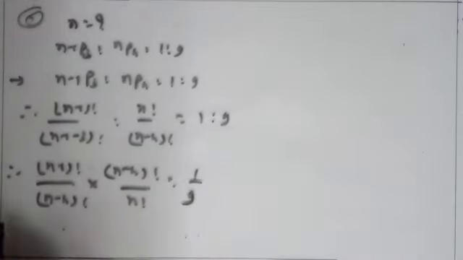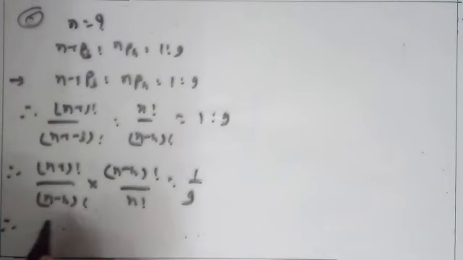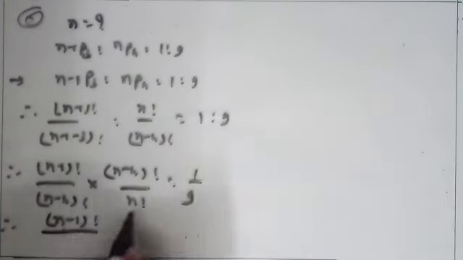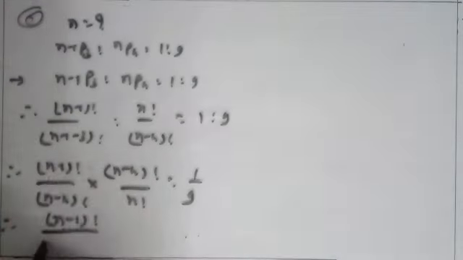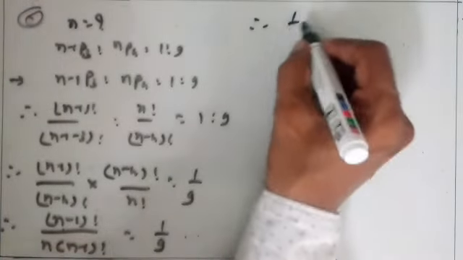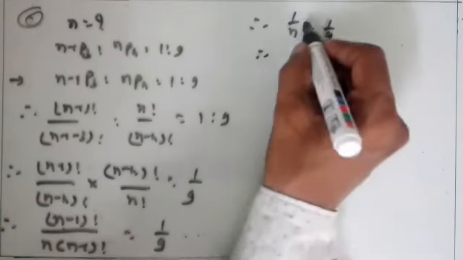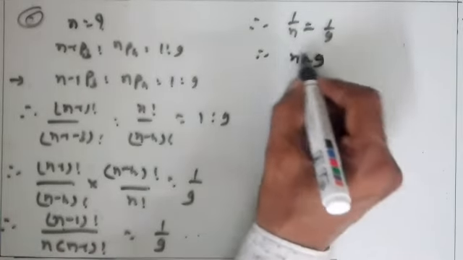Therefore simplify this: (n minus 1) factorial upon (n minus 4) factorial into, taking the reciprocal to change this division into multiplication, (n minus 4) factorial upon n factorial, is equal to 1 upon 9. Clear? Now simplify this. (n minus 4) factorial cancels from both. Here we get (n minus 1) factorial upon n factorial, expanded up to (n minus 1). So n into (n minus 1) factorial is equal to 1 upon 9. Here (n minus 1) factorial cancels. We get 1 upon n is equal to 1 upon 9. Therefore n is equal to 9.